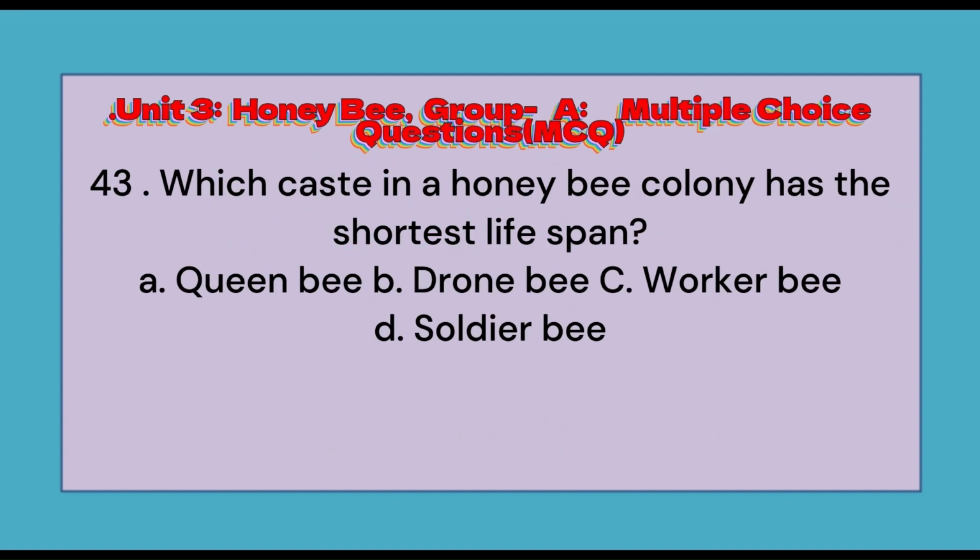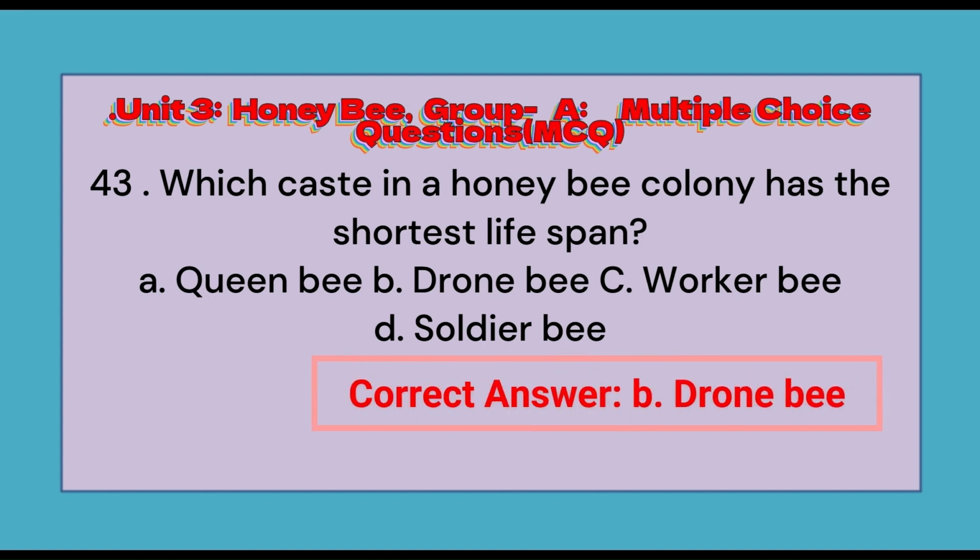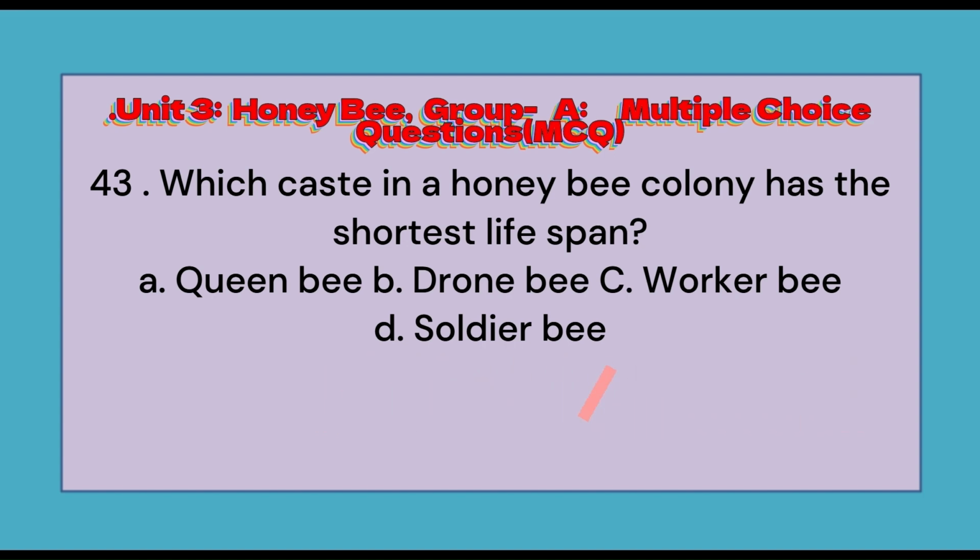43. Which caste in a honey bee colony has the shortest lifespan? A. Queen bee. B. Drone bee. C. Worker bee. D. Soldier bee. Correct answer: B. Drone bee.